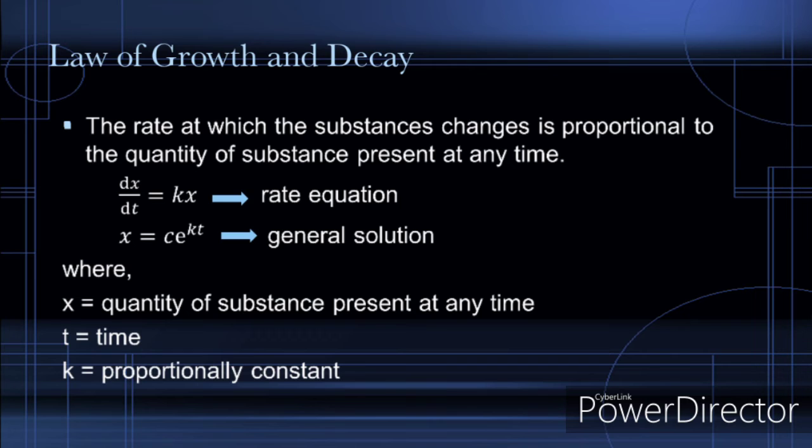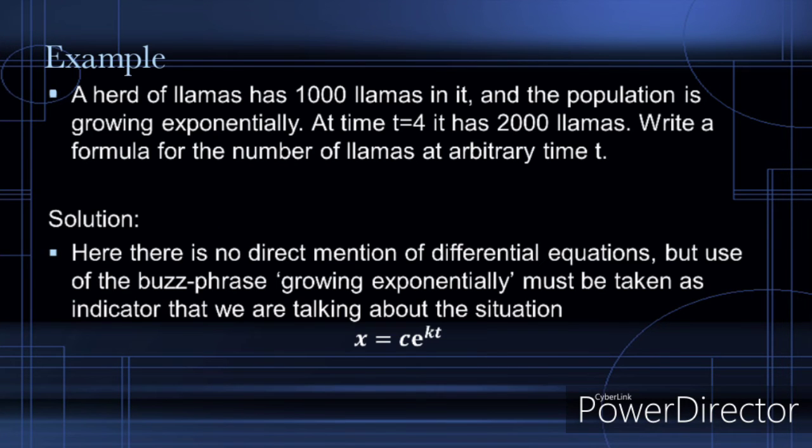And if we solve for the general solution of this differential equation, we arrive at this equation where x equals c e to the power of k t, where x is the quantity of substance present at any time, t is the time, and k is the proportionality constant. For example, a herd of llamas has 1,000 llamas in it, and the population is growing exponentially. At time t equals 4, it has 2,000 llamas. Write a formula for the number of llamas at arbitrary time t.